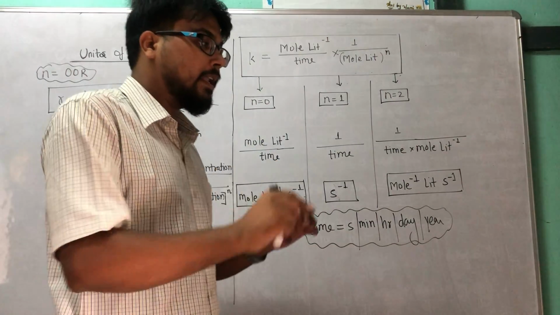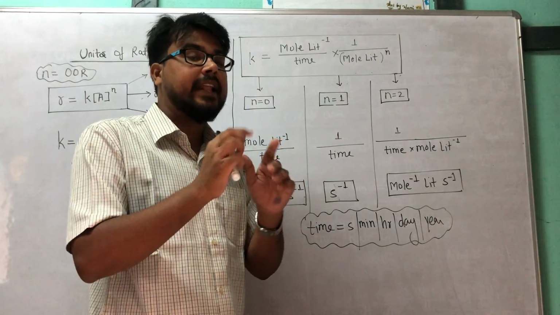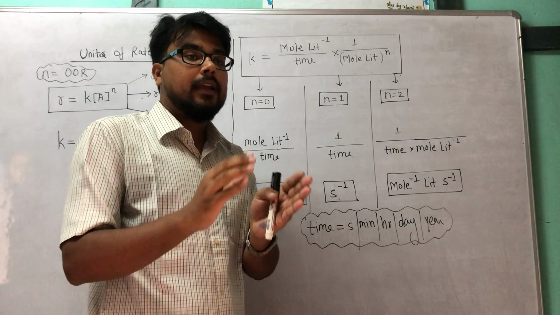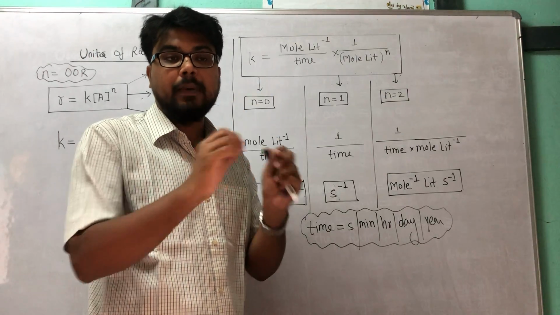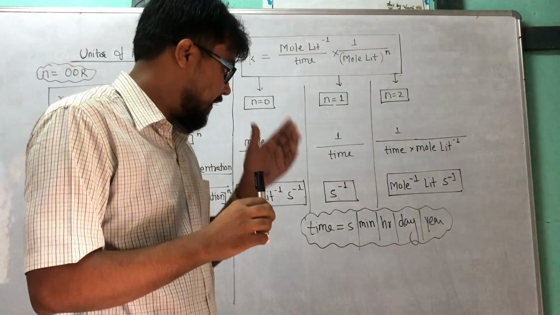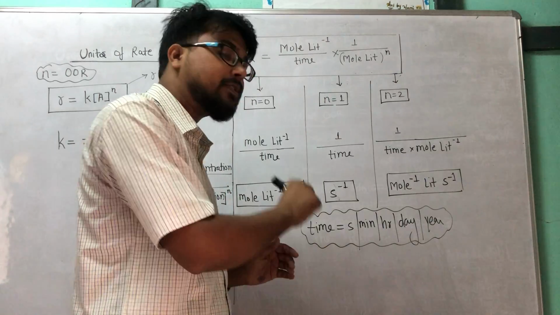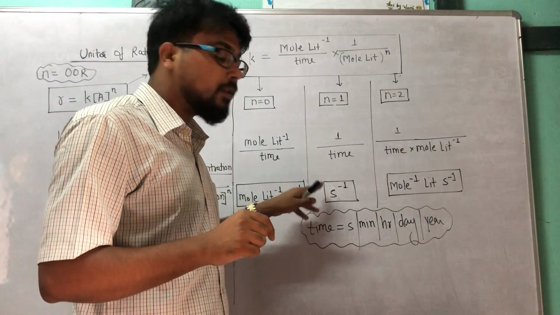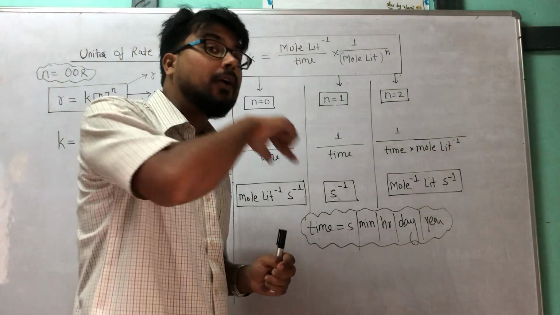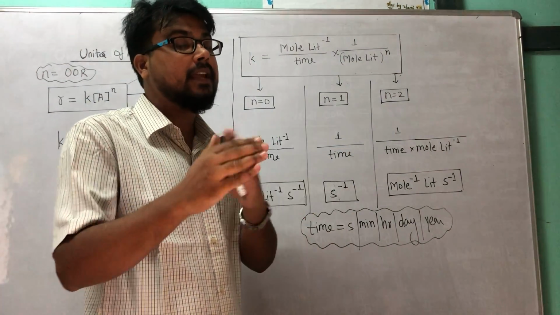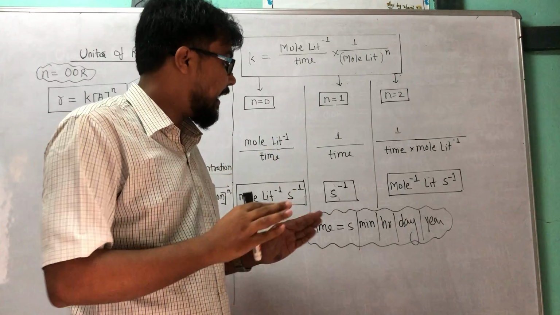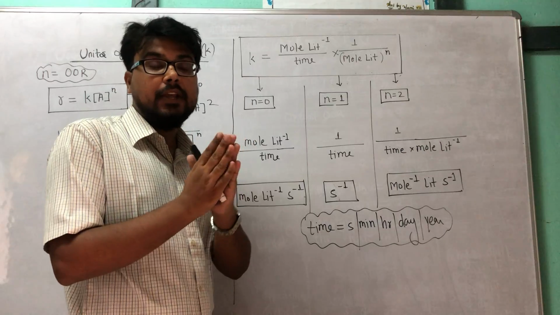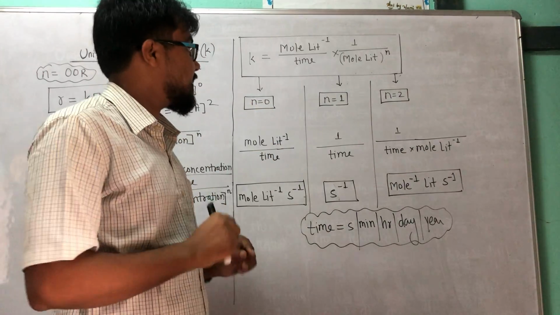The examiner will not give a hint whether the reaction is zero order, first order or second order, but with the help of the unit of rate constant you can directly find which order he is asking about. Suppose in a question the language is like this: for a particular reaction A gives B, the value of rate constant is 2 into 10 to the power minus 2 second inverse. Second inverse is the hint for first order. The examiner will not tell you which order the reaction follows, but with the unit of rate constant you can directly determine the order of reaction.